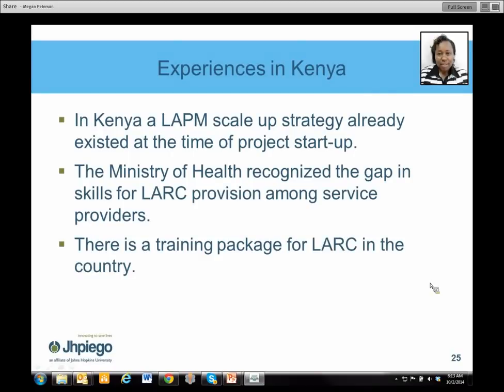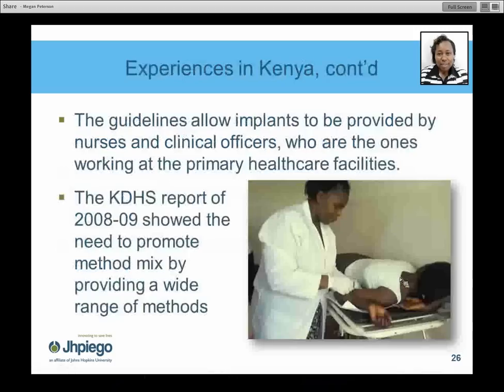The Ministry of Health had already recognized the gap in skills in the provision of long-acting reversible contraceptives among service providers, and there was already a training package even as we were starting the training. The results of this were seen from the Kenya Demographic Health Survey done in 2008, which showed that there was need to improve on method mix, given that implants and intrauterine contraceptive devices had a low uptake. Next slide.